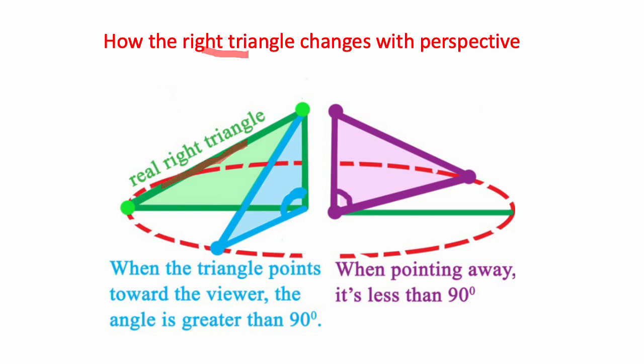This green one is a real right triangle because it has true horizontal and vertical lines, so this is a true right angle. The blue one with its tip on this ellipse has a wide right angle in perspective, whereas the purple one that points away from us, still with its tip on this ellipse, has a much smaller right angle.